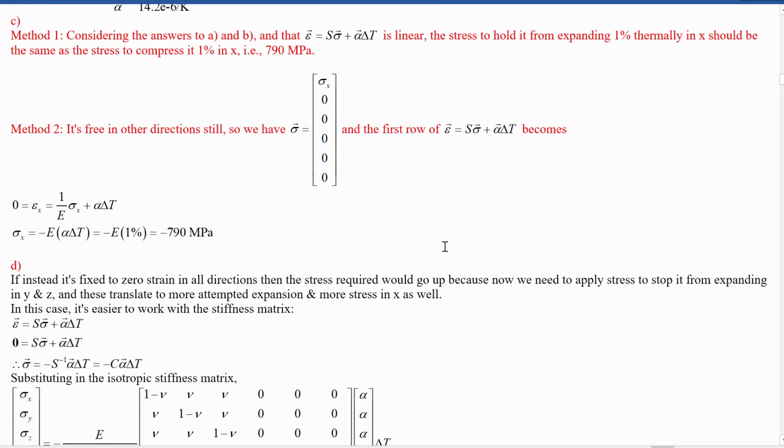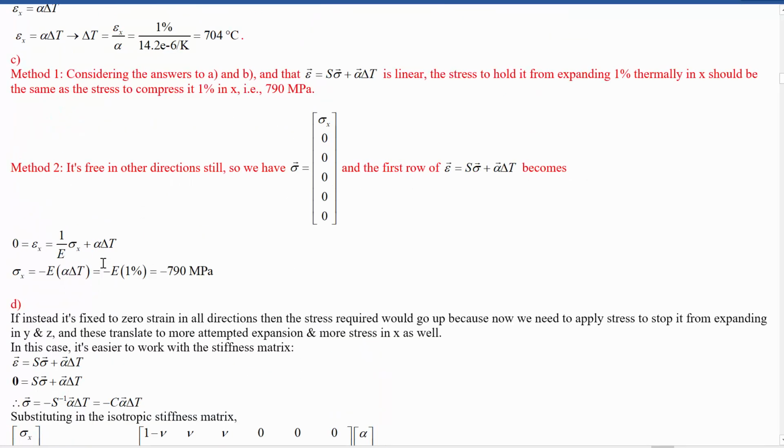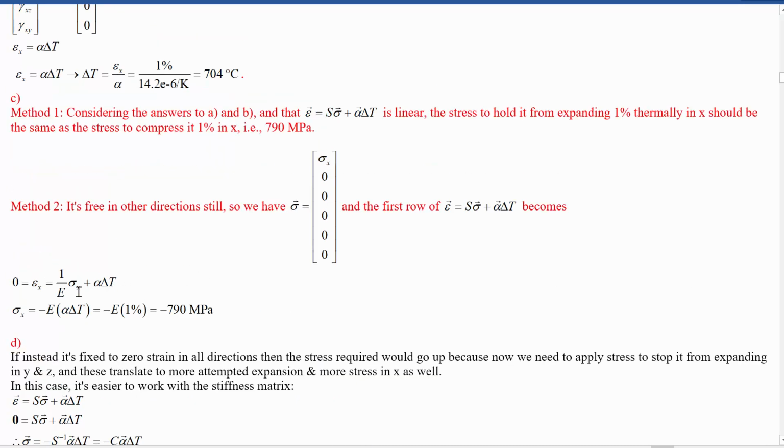So a thought experiment that we can do here is back in part C, when we didn't fix it in the other directions, the stress by itself, the compressive stress that was causing it to compress by 1% in x, would cause it to expand by the Poisson's ratio times 1% in y and z.